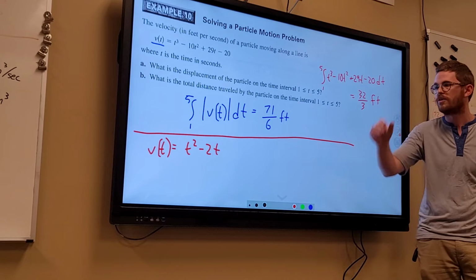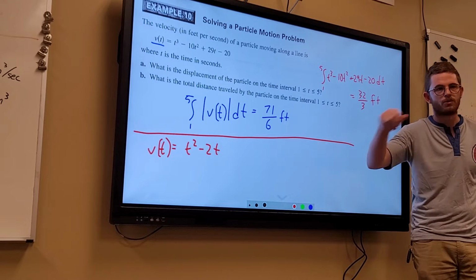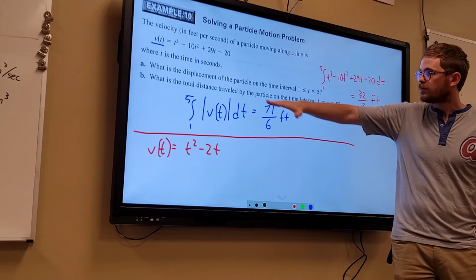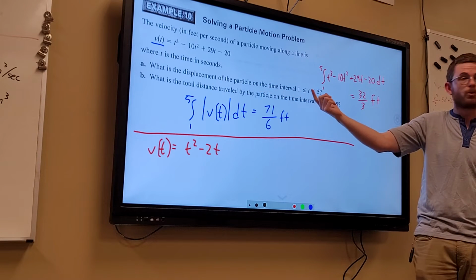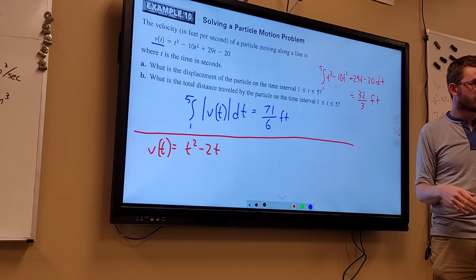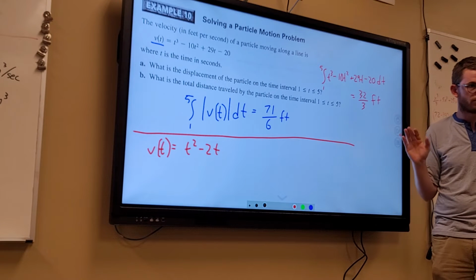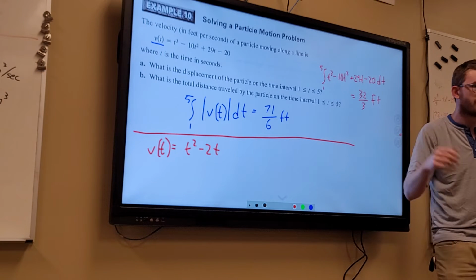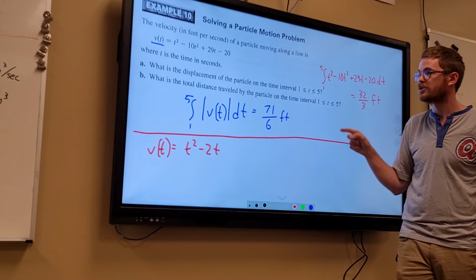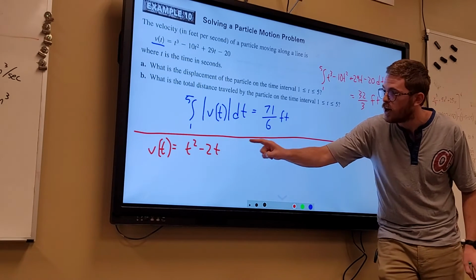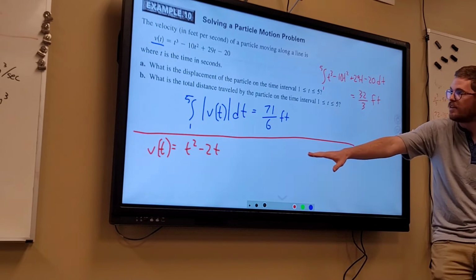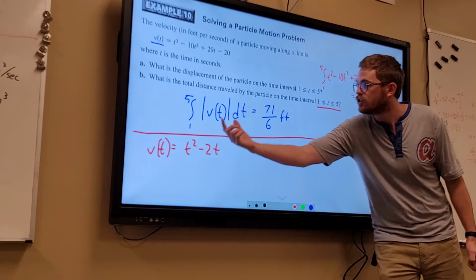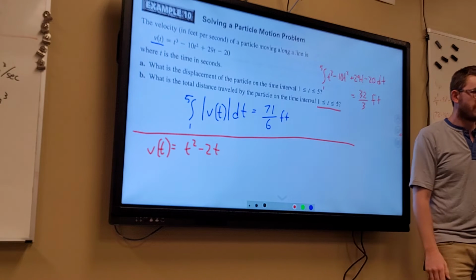example of one they could give you on the non-calculator multiple choice section. This is what I would expect. Of course, if we wanted to find the displacement from 1 to 5, we would just integrate v of t, because displacement is just integrating the velocity over the time interval. But let's look at the second question. What if we wanted to find the total distance traveled by a particle represented by that velocity on the interval from 1 to 5? We don't have our calculator to just do the absolute value.